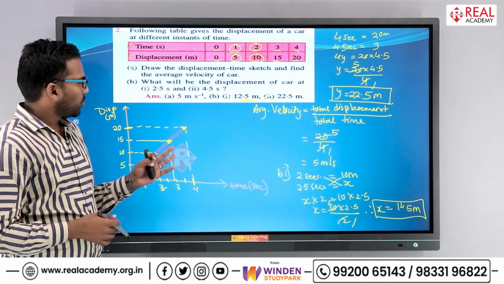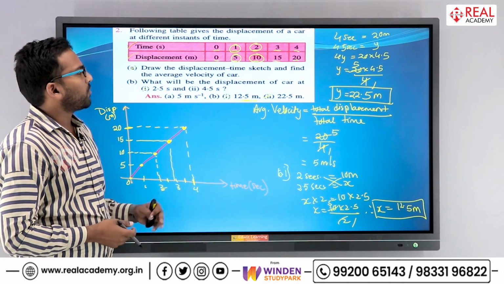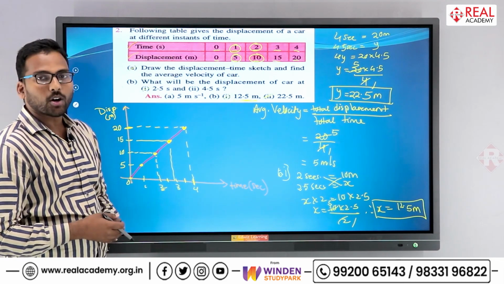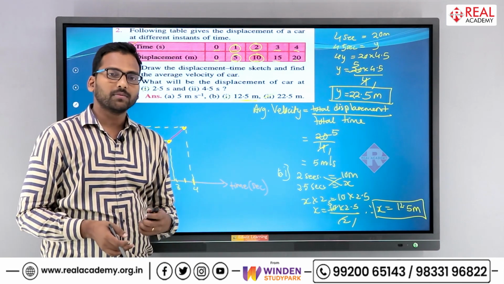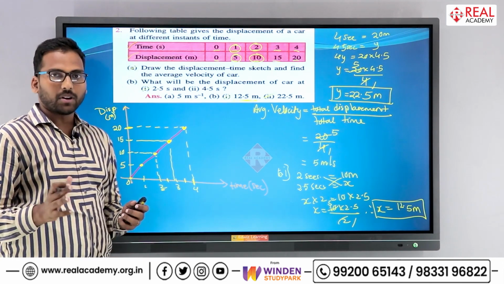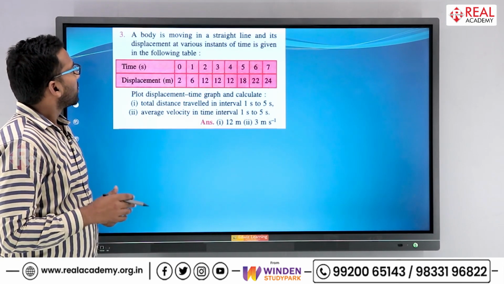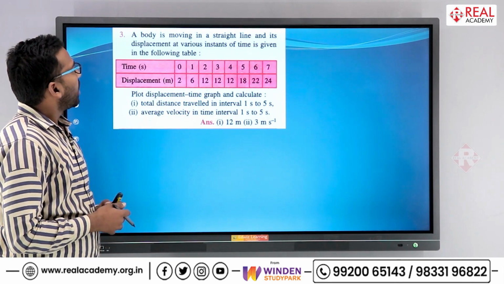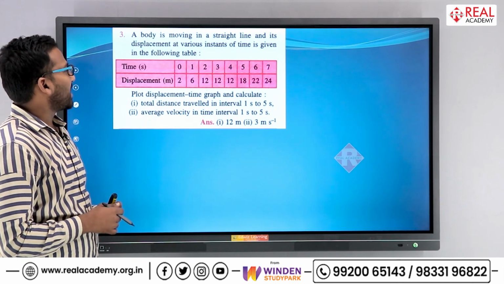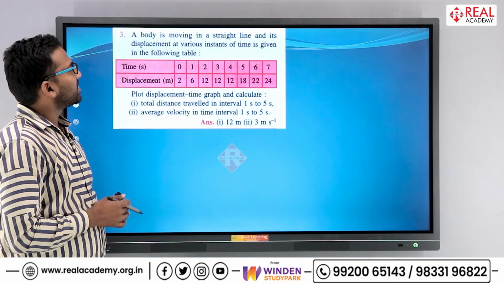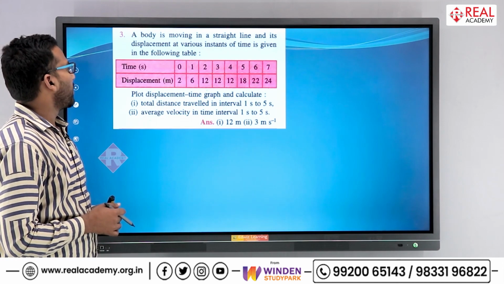So by this you can attempt n number of questions on this same kind of numericals, right? Now, is everyone getting it? Okay, let's go to the next question now. The next question goes like this: a body is moving in a straight line and its displacement at various instants of time is given in the following table.